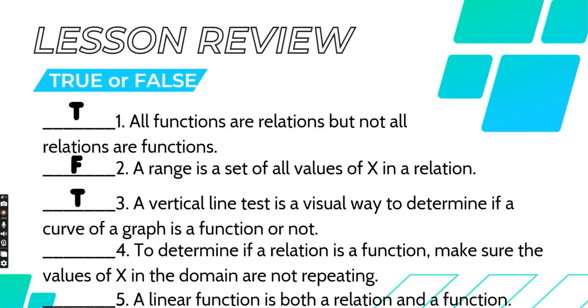Fourth, to determine if a relation is a function, make sure the values of x in the domain are not repeating. Of course, that's true. A linear function is both a relation and a function. Since it's already a function, it's also a relation. So that is true.